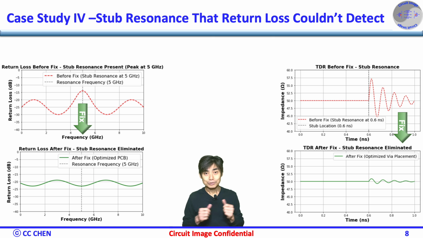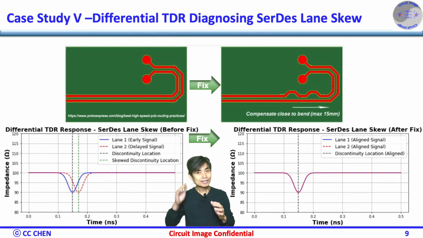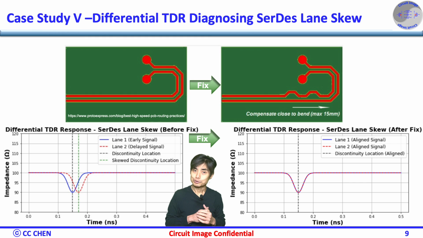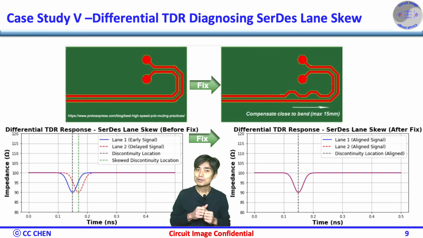Finally, let's look at how TDR helps diagnose differential SerDes length skew. In differential SerDes systems, length skew is a major challenge. Even a small timing mismatch between the positive and negative signals can degrade signal quality and increase data-dependent jitter. In this case, a SerDes system with tight timing margin shows unexplained jitter.